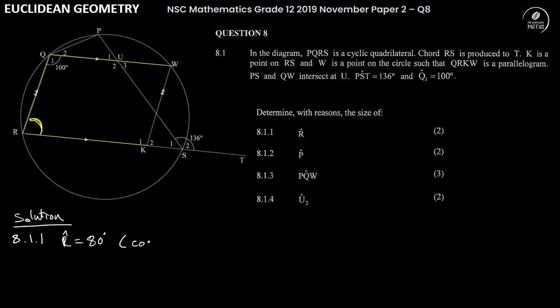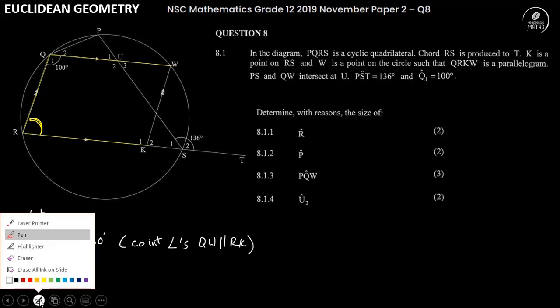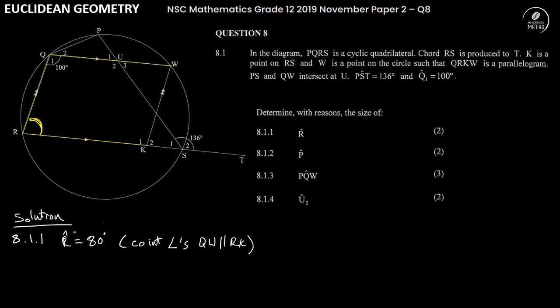R equals 80 because R and Q1 are co-interior angles, and we know that they're co-interior because QW is parallel to RK. Your examiner would see that you get a mark for your statement and a mark for your reason. That's where your 2 marks would come from in that question.